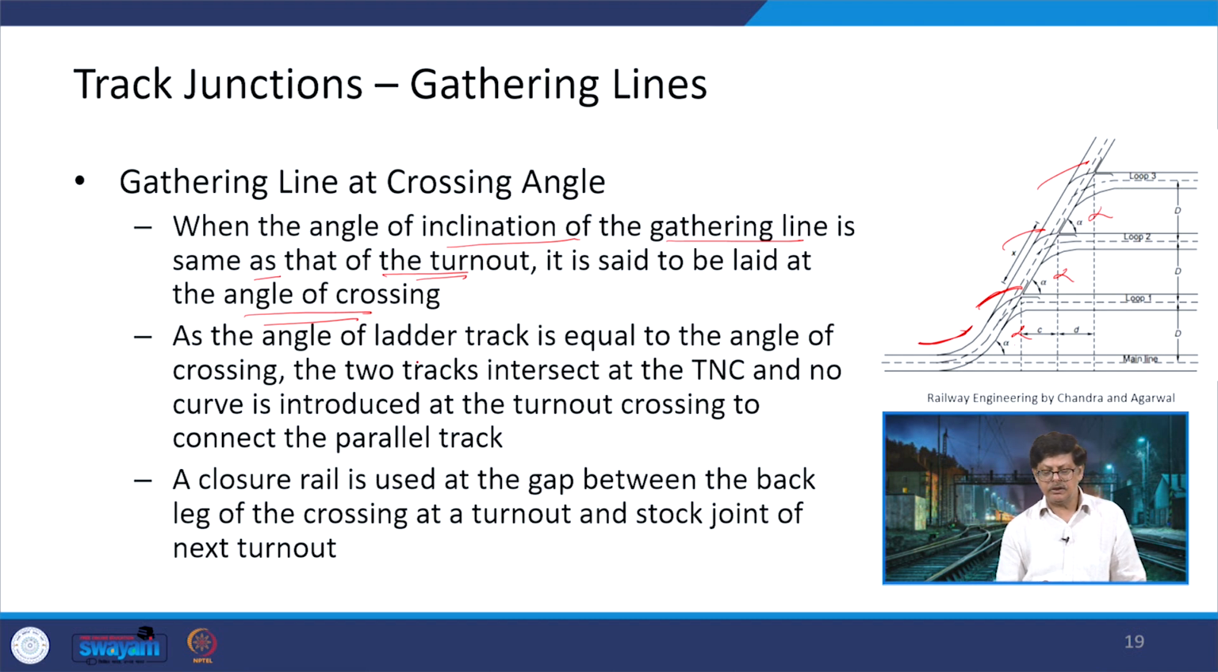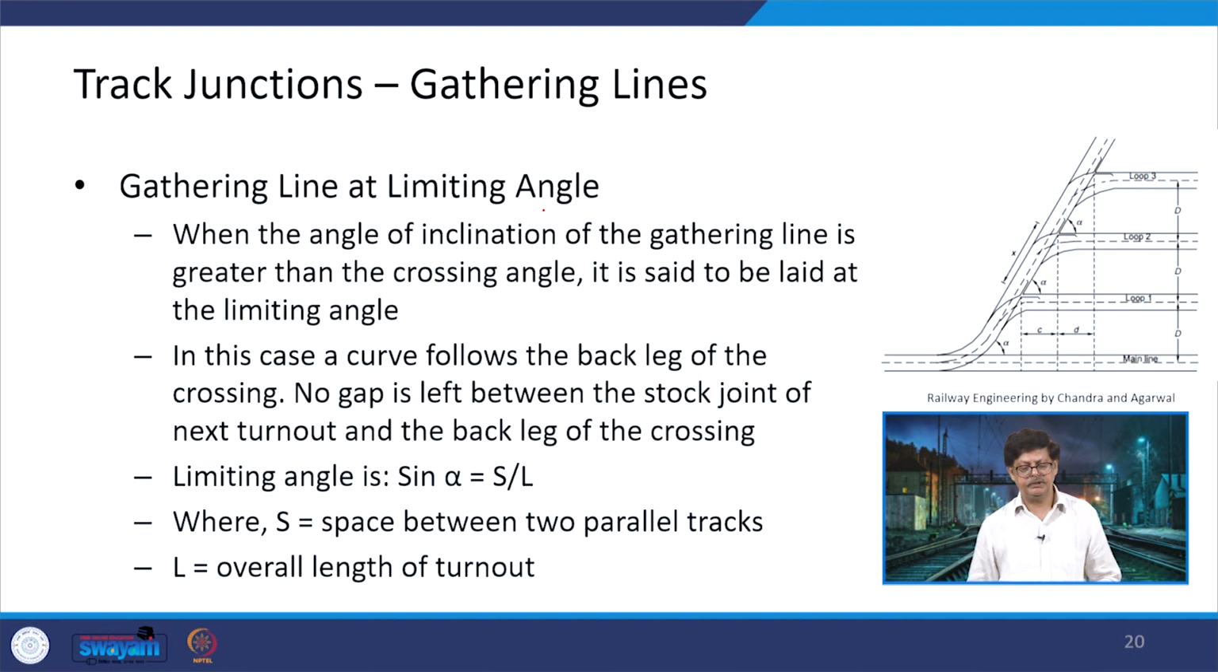The other one is the angle of ladder track is equal to the angle of crossing and the two tracks intersect at the T and C and no curve is introduced at the turnout crossing to connect the parallel tracks. So this can be another type of arrangement. The third is that the closure rail is used for the gap between the leg of the crossing and the stock joint of the next turnout. So, this is related with the crossing angle conditions, the various points which can be there.